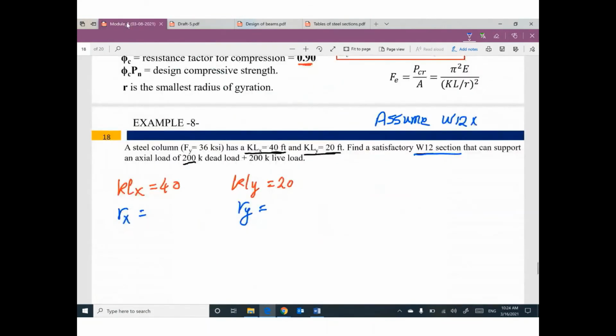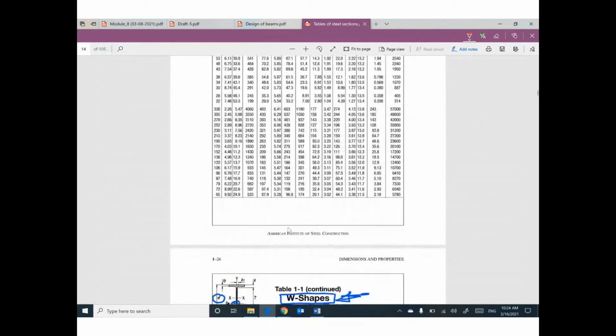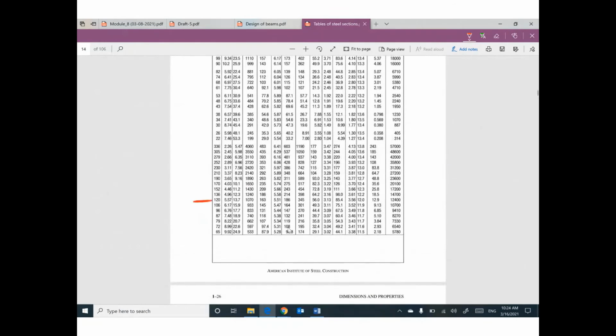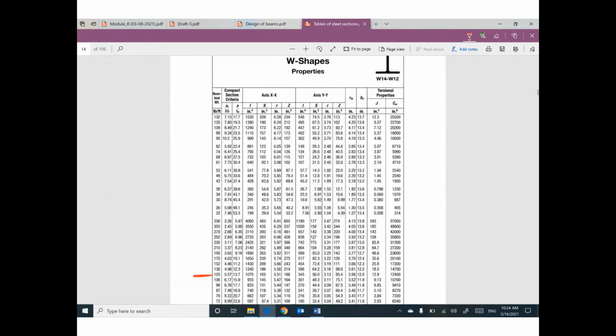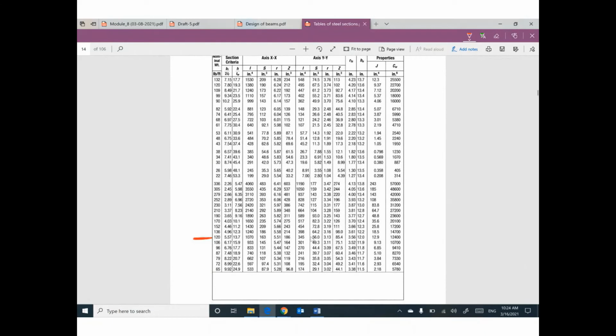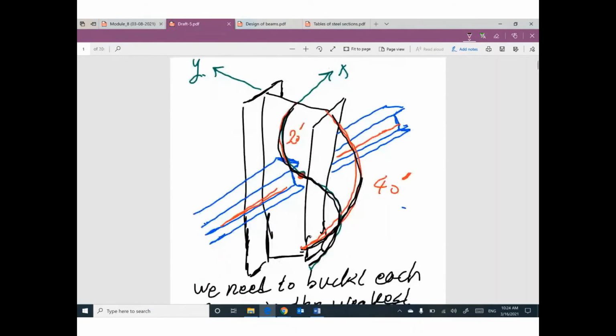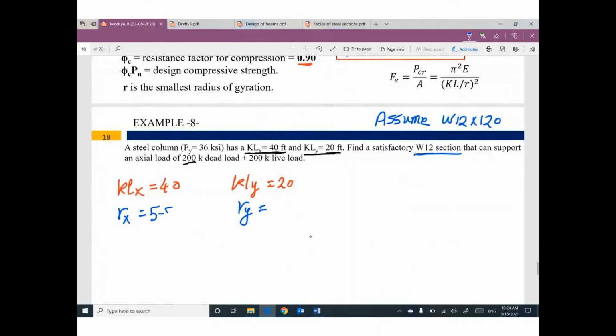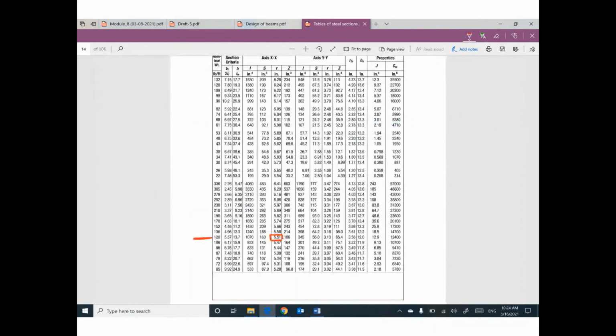So, W12 times 120. We have the value for Rx. It will be this value, 5.51. And we have the value for Ry. It will be 3.13.